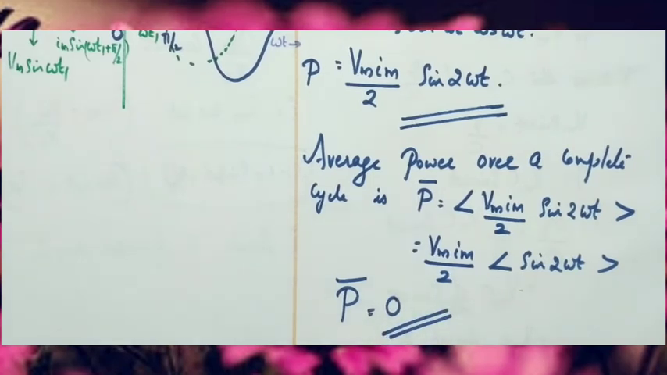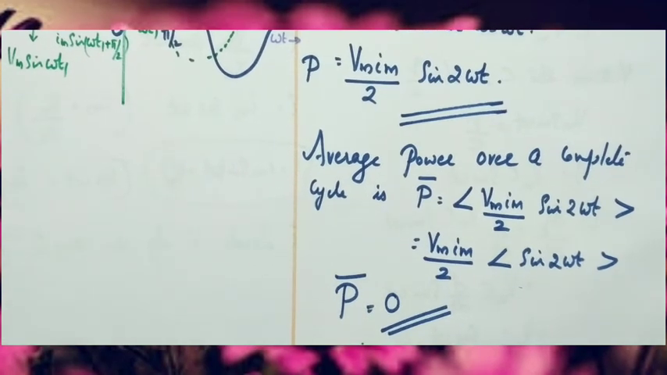So when AC voltage is connected to an inductor and when AC voltage is connected to a capacitor, the average power dissipated over one complete cycle is equal to 0. Average power over a complete cycle in both cases, the inductive circuit and the capacitive circuit, is equal to 0. Okay.